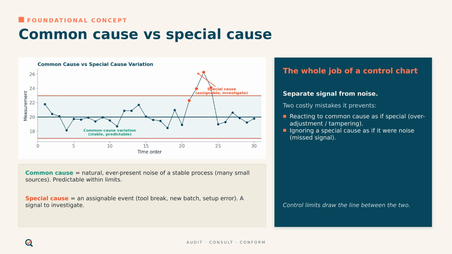A control chart exists to separate the signal from the noise. Get that wrong in either direction and it costs you. React to common cause as if it were special, and you over-adjust and tamper. Ignore a special cause as if it were noise, and you miss a real problem. The control limits draw the line between the two.